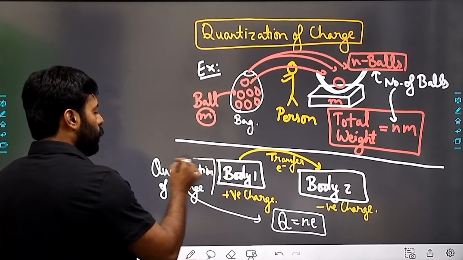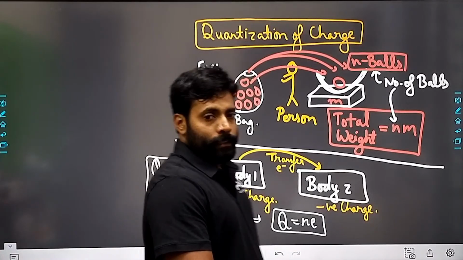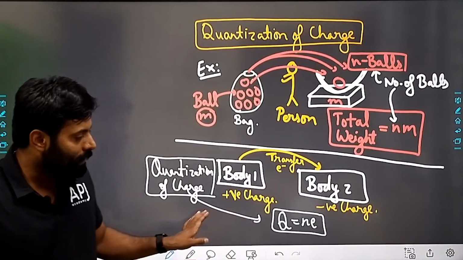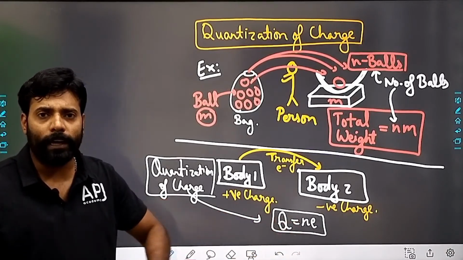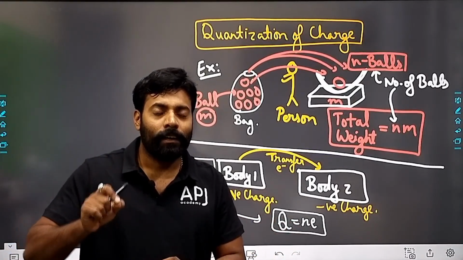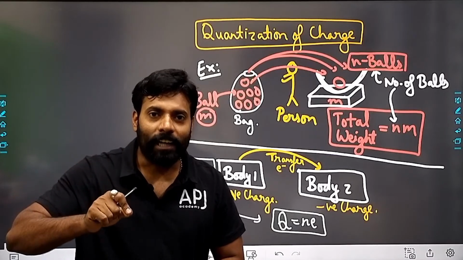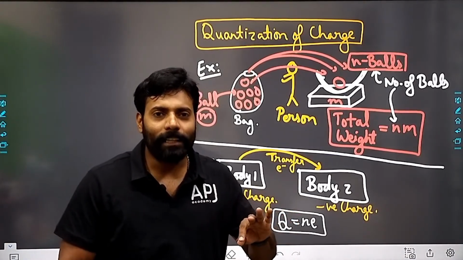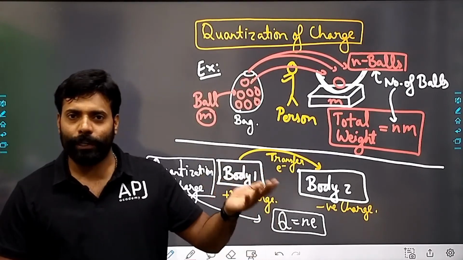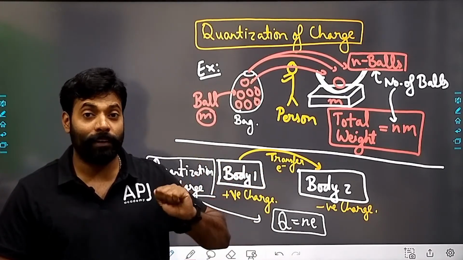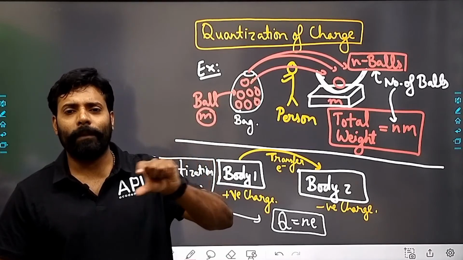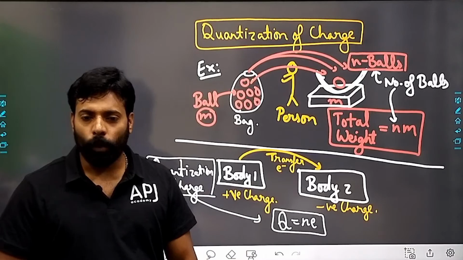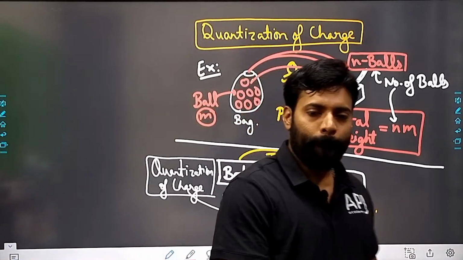Now I'll explain this formula a little bit in detail. First, you have to remember that quantization of charge is nothing but Q equals Ne, where we have fixed that the transfer must be in terms of electrons. So I can transfer 1 electron, 2 electrons, 3 electrons. It won't be 1.5 electrons. It won't be 3 by 2 electrons, right? It couldn't be a fractional value. I hope this is clear to you.